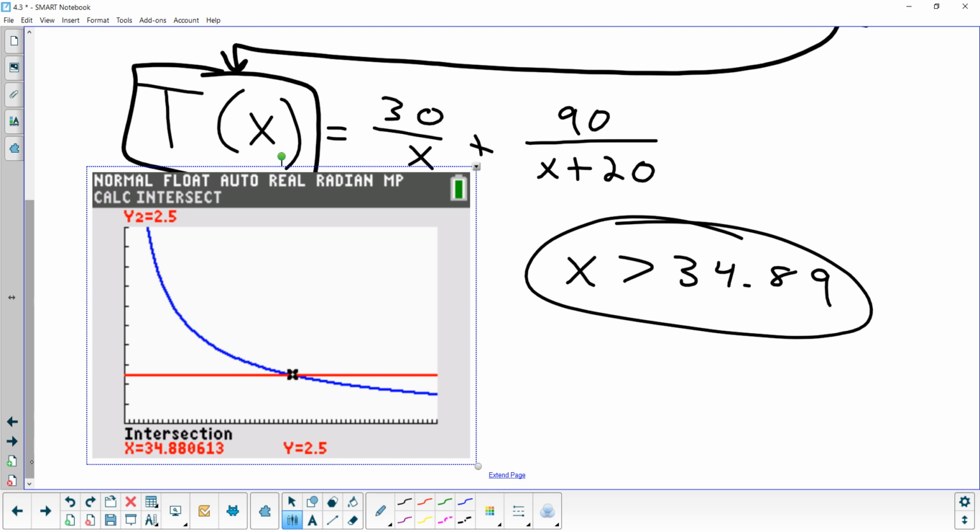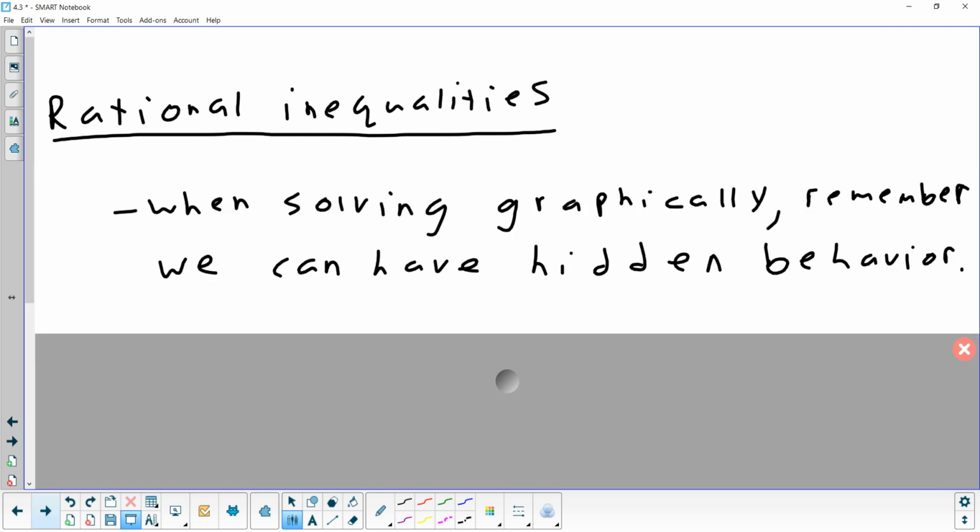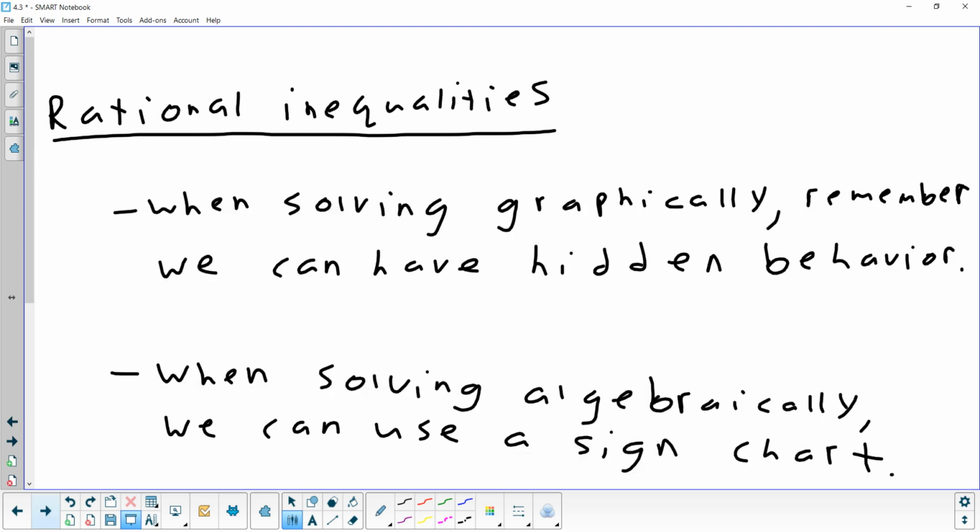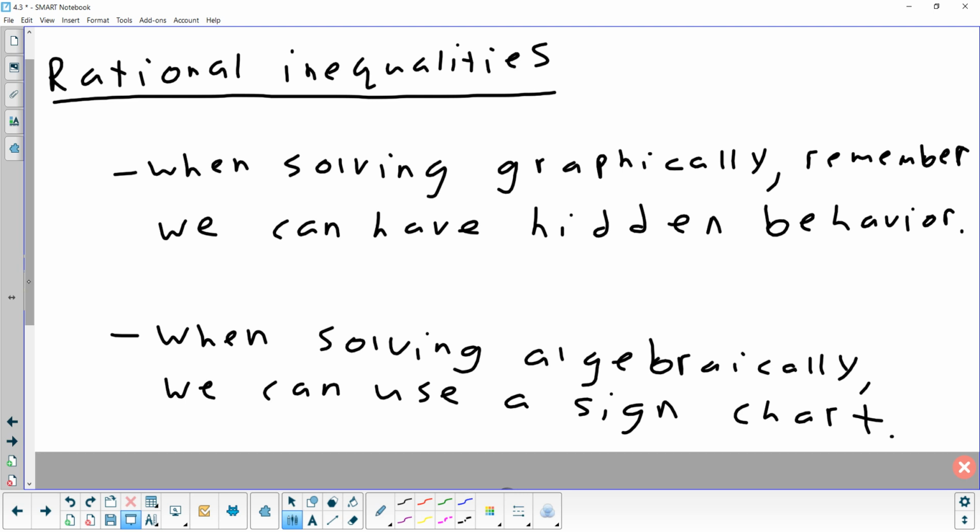So I'll finish up by showing you what we do. Two ways you can solve it. If it's a really complicated problem, you're going to have to solve it graphically, just like we did the last time. You have to put something in y1, something in y2, calculate an intersect, and then look and say, okay, is my answer everything more than the intersect, or is it supposed to be everything less than the intersect? It depends on the problem.